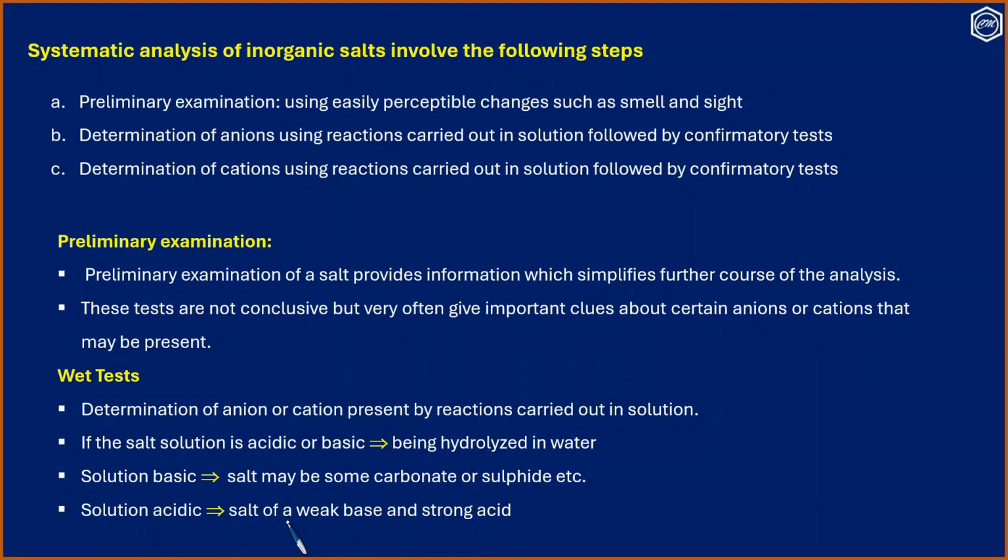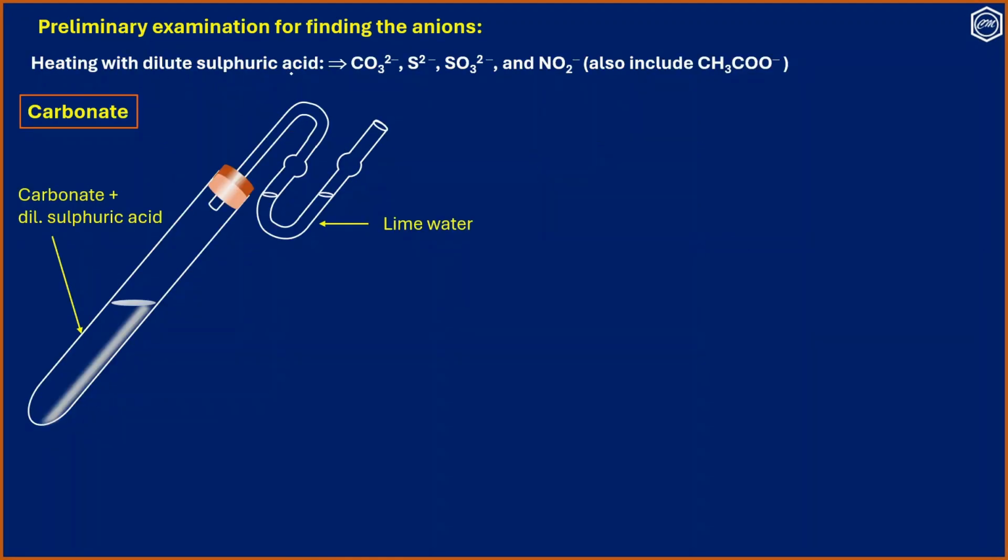Gases evolved in preliminary tests with dilute sulfuric acid and concentrated sulfuric acid also give a good indication about the presence of certain anions. Heating with dilute sulfuric acid is a preliminary test for the anions carbonate, sulfide, sulfite and nitrite. The list also includes acetate, but we are not considering acetate here. First, let us consider carbonate.